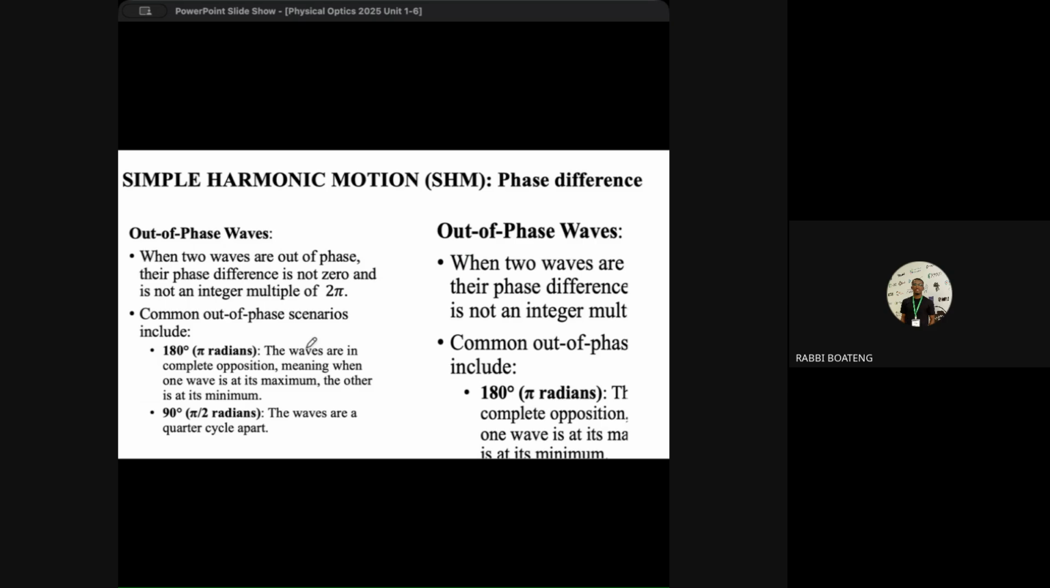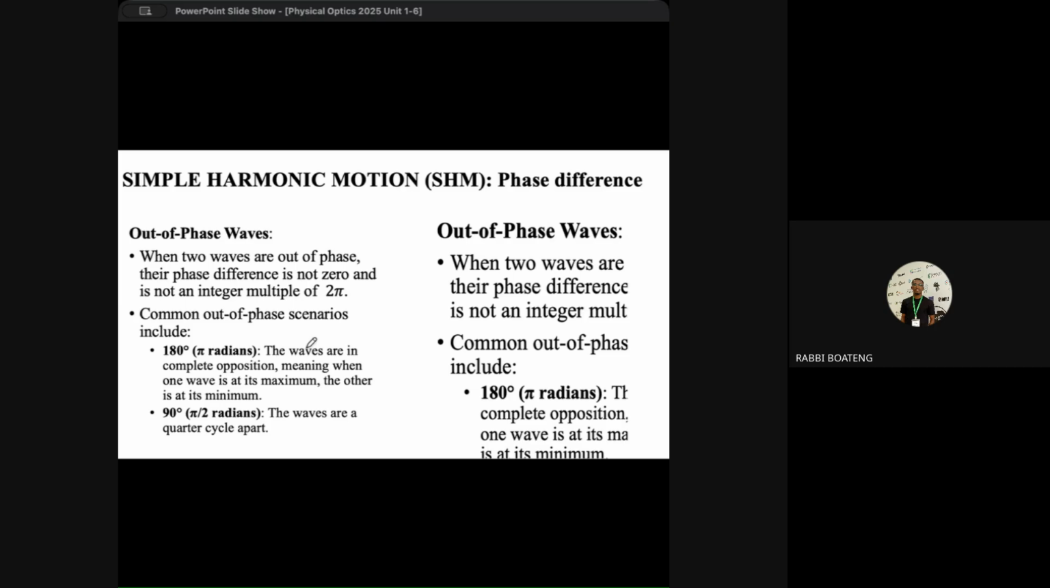So when two waves are out of phase, it means we have a non-zero value for it. And even when they are out of phase, how common is it? Could they be out of phase up to 90, out of phase up to 180?